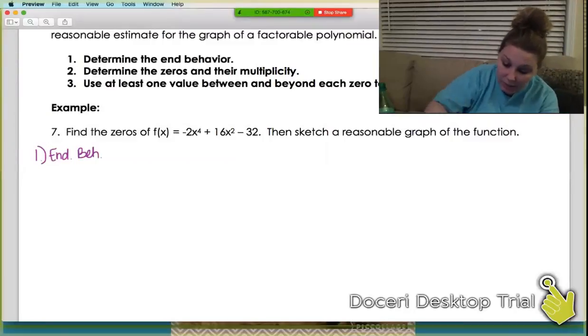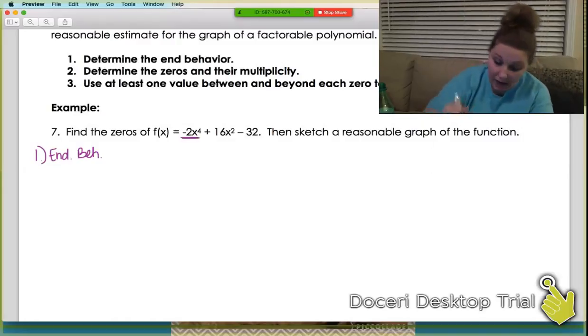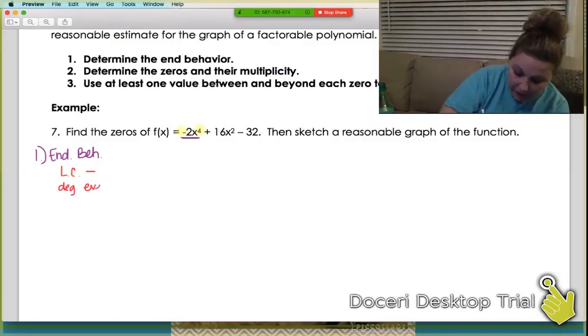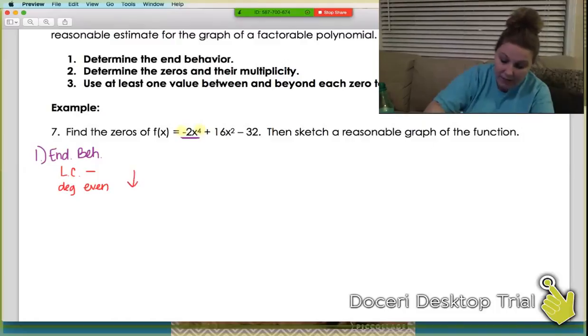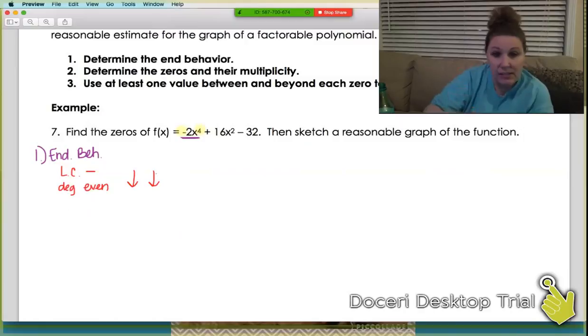So I need to determine what I have. It is in standard form, so that's the term I'm going to look at. And I see that I have a negative here and I have a fourth power. So that tells me that my leading coefficient is negative and my degree is even. So think about what that means for the graph. That means that our end behavior is going to be down on the left and down on the right. Okay, so that is step one.